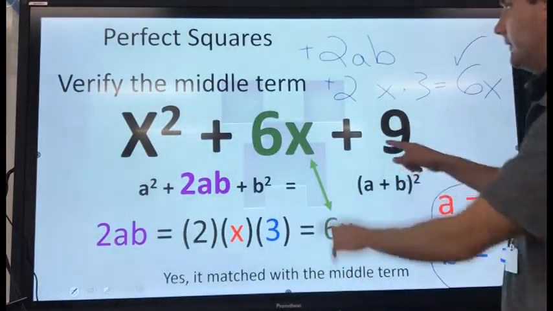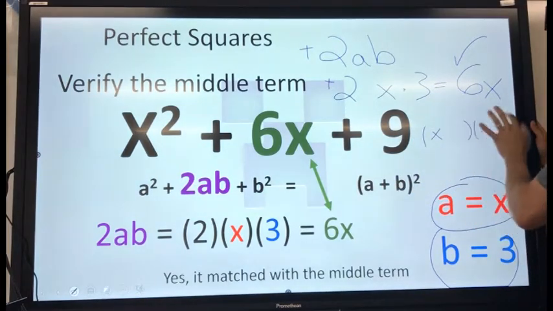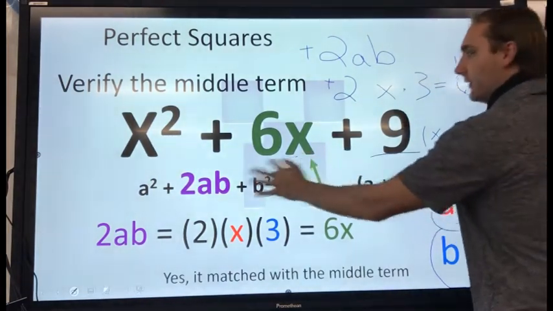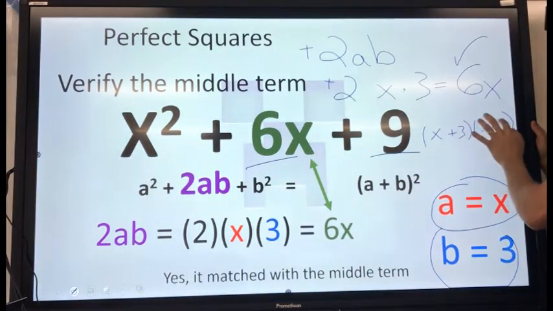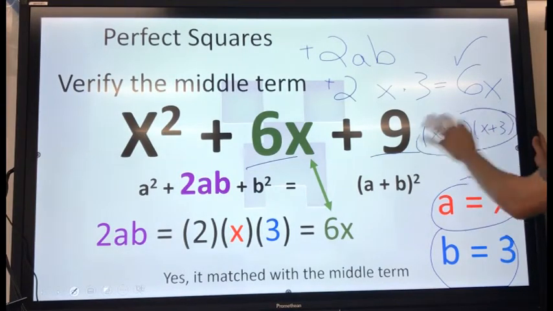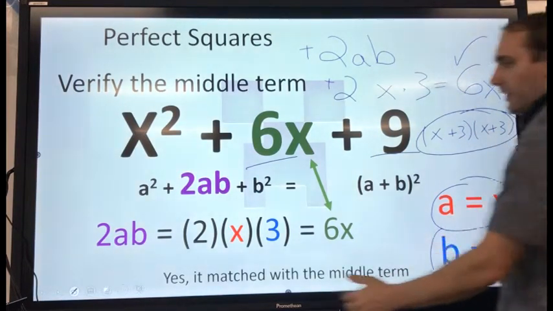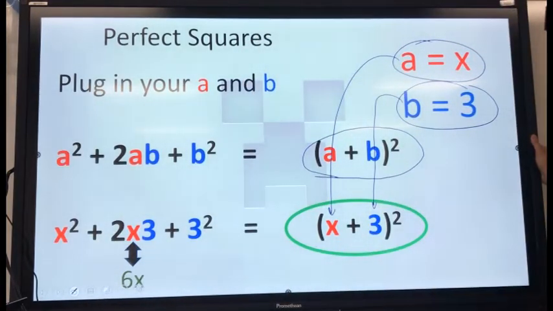Likewise, you could look at it like this. I'm looking for two numbers that multiply to 9 and add to 6. That's 3 and 3, right? 3 times 3 is 9, 3 plus 3 is 6. So it factors into (x plus 3) times (x plus 3), which is a simpler way of saying (x plus 3) squared.